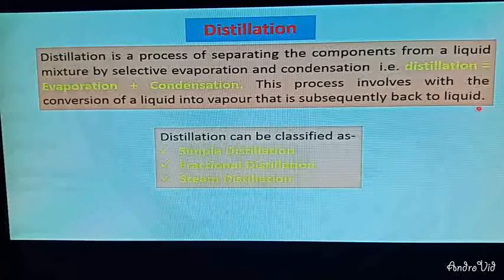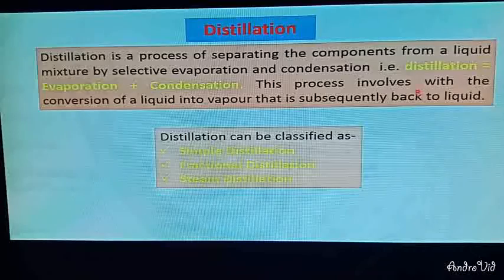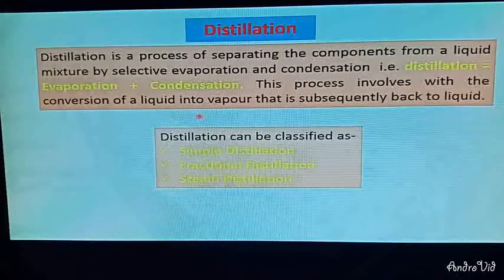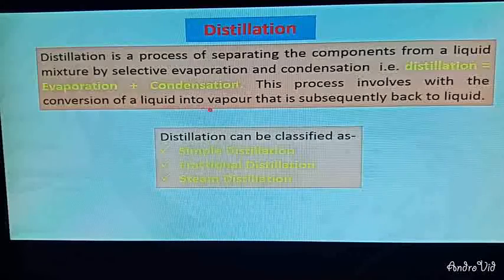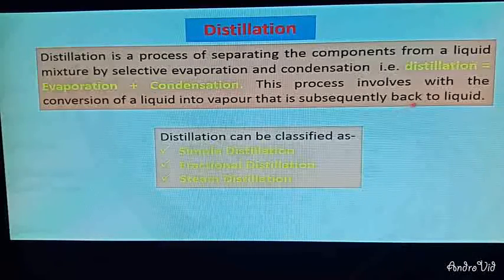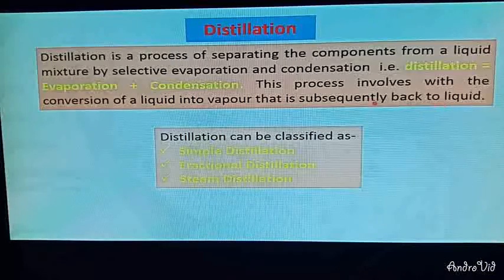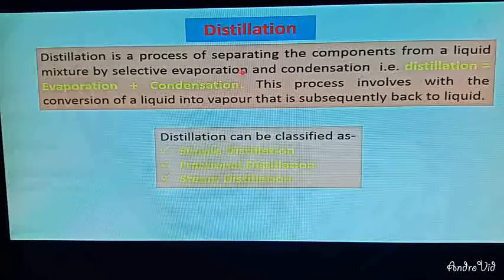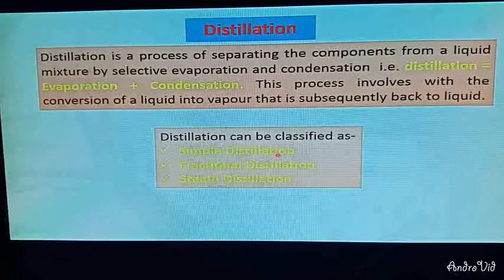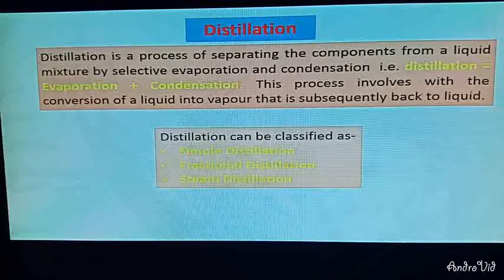So distillation is basically a process that involves the conversion of liquid into vapor, and subsequently the vapor comes back to liquid. For the first time liquid will be converted to vapor, and later vapor will be converted to liquid. This is a process for the separation of only liquid substances from any solution. Distillation can be classified into three processes: one is simple distillation, another is fractional distillation, and the last one is steam distillation.